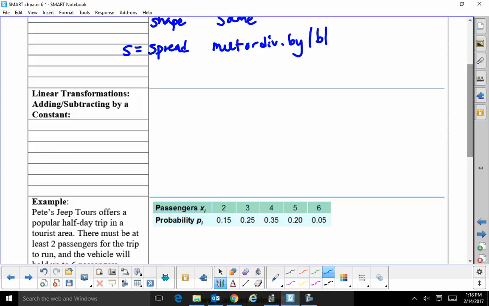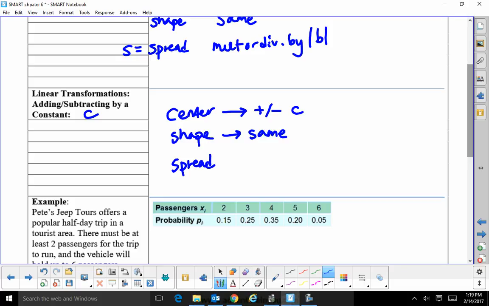So if I add or subtract, tell me what happens to the center, the shape, and the spread. So let's say I add or subtract by some constant, again, C. What happens to the center? Yeah, we're going to add or subtract the C. What happens to the shape? Same. And what happens to the spread? Same. Okay, so when I add or subtract, the only thing that changes is the center.